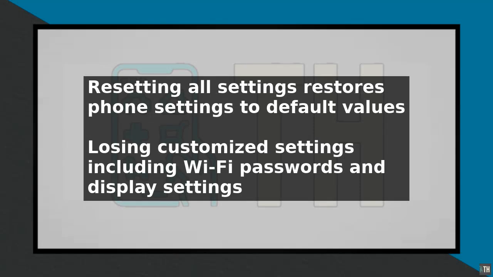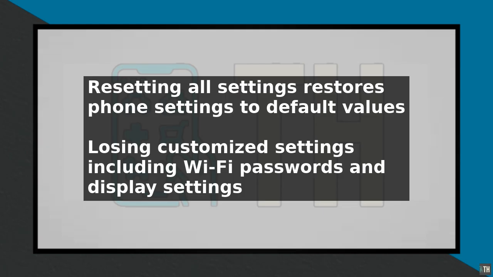To reset all settings on an Android phone, you need to understand the process and its implications. Resetting all settings will restore your phone's settings to their default values, which means you will lose all customized settings, including Wi-Fi passwords, display settings, and more.